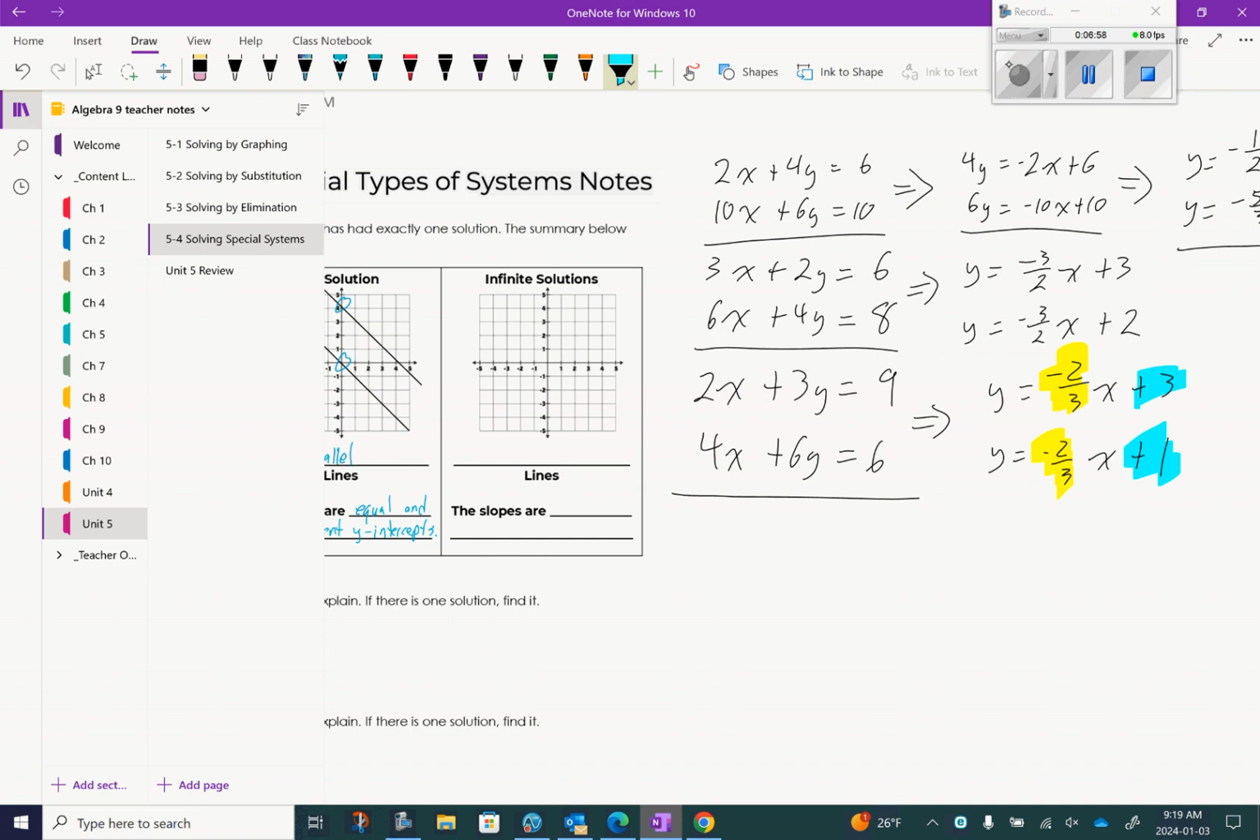What if I change just one of those original numbers? Suppose that second equation says 4x plus 6y equals 18. Now subtract 4x from both sides, divide by 6. 18 divided by 6 isn't 1. 18 divided by 6 is 3.